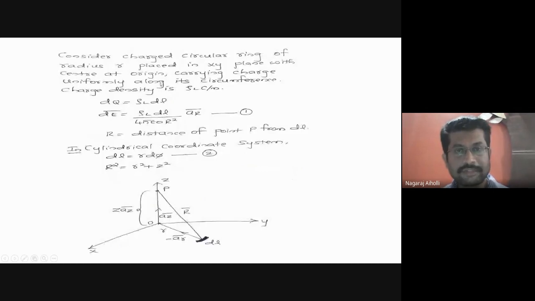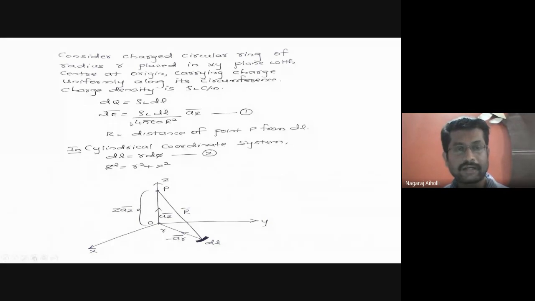That is our assumptions here. Then dq is equal to rho L dl. dq is rho L dl because we know that line charge density rho L is charge per unit length, that is q by L. Therefore dq will be equal to rho L into dl.